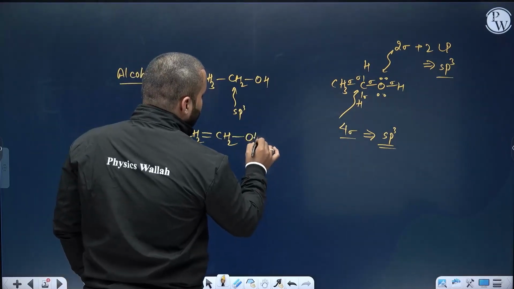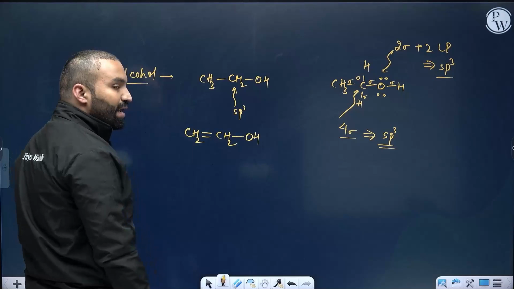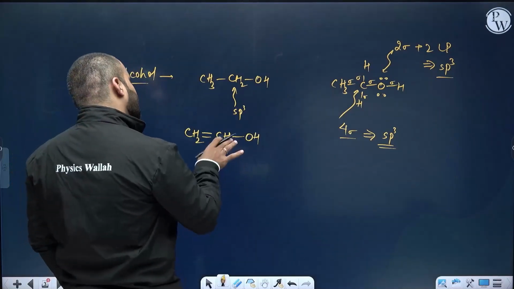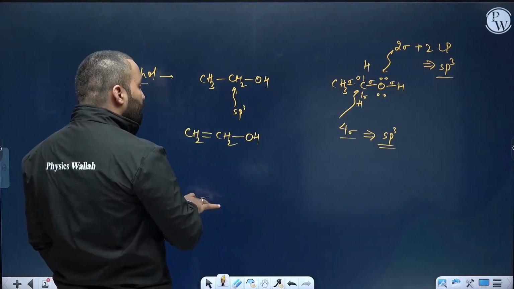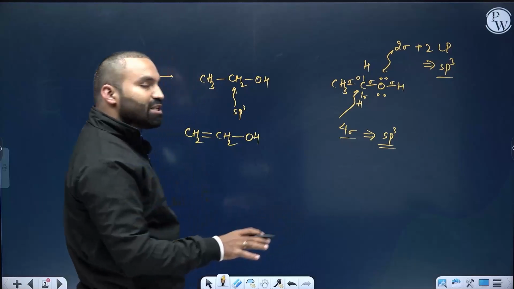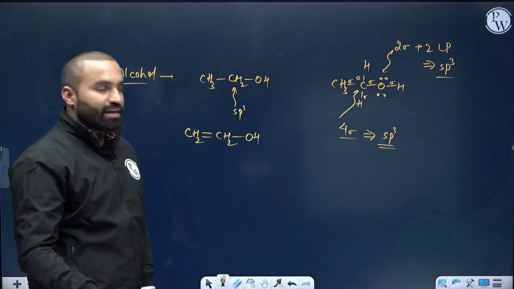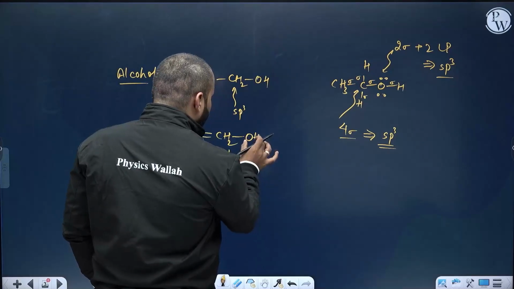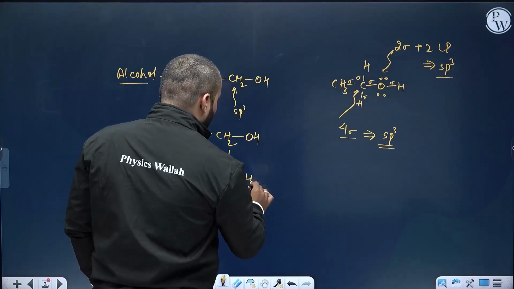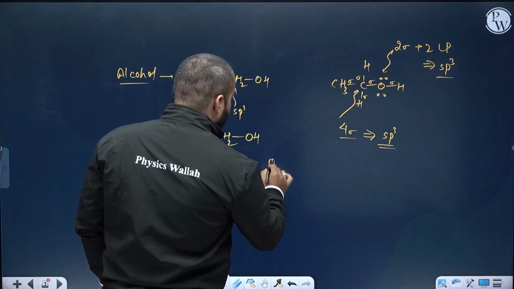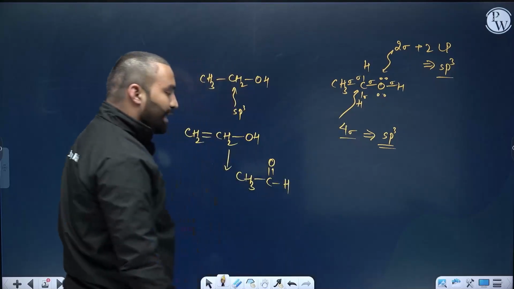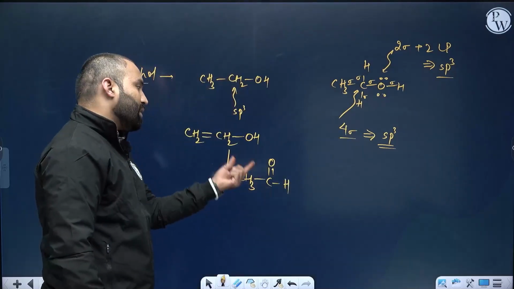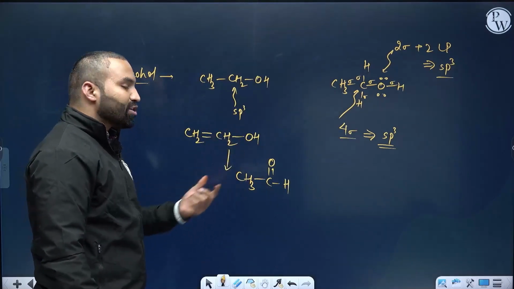This is known as vinyl alcohol, although it is not that stable. Why? Because it undergoes an isomerism process known as tautomerism. And how does tautomerism happen? This hydrogen jumps over to the second carbon to generate a ketone, a carbonyl-containing compound, and the alcohol. These two are isomers of each other.